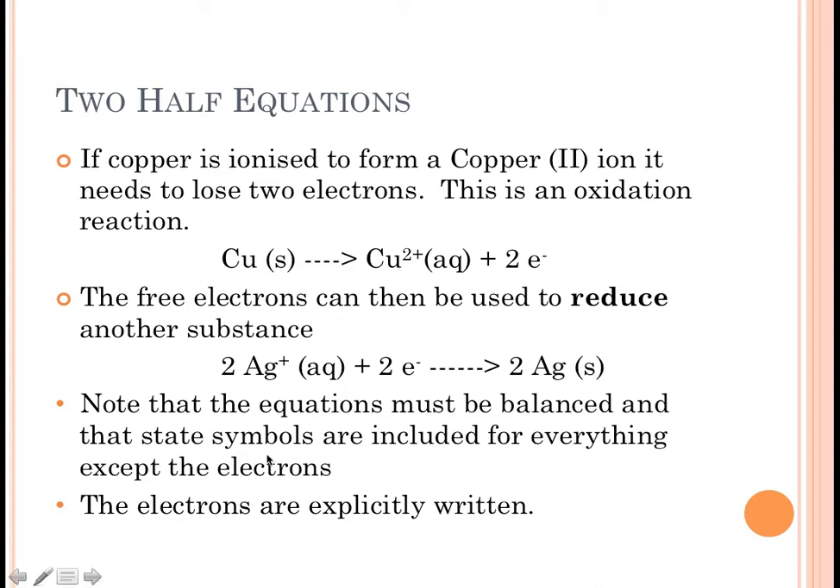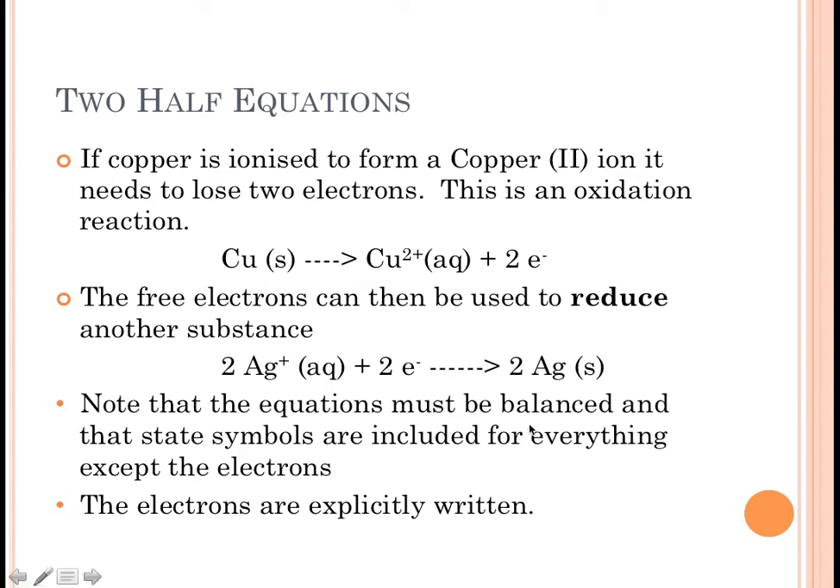Those free electrons could then be used to reduce another substance, for instance silver. That will gain electrons. In these half equations, notice that we have to write the electrons explicitly. Also notice that the charge has to be balanced just as we would balance everything else in a chemical equation. So if I've got a charge of 0 on the left, I need to have a charge of 0 on the right. It doesn't always have to be 0, but it has to be the same on both sides.